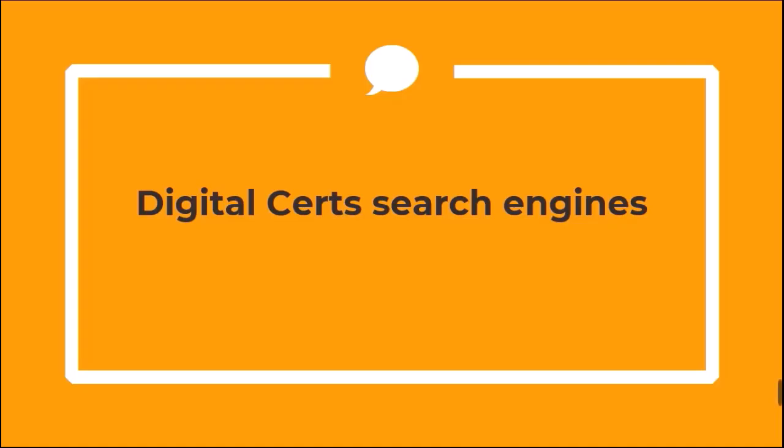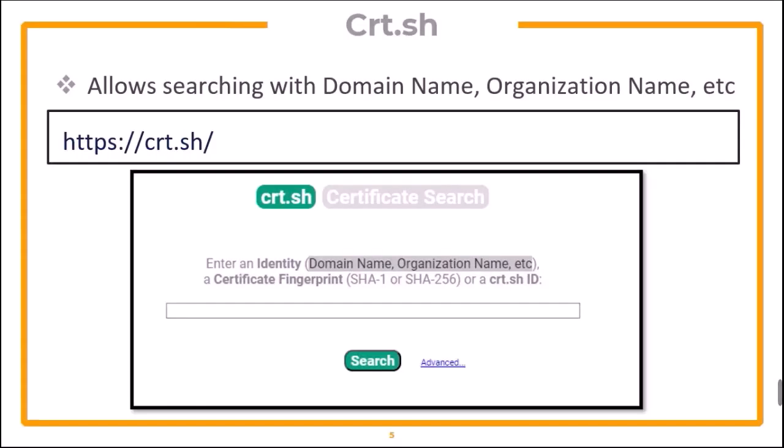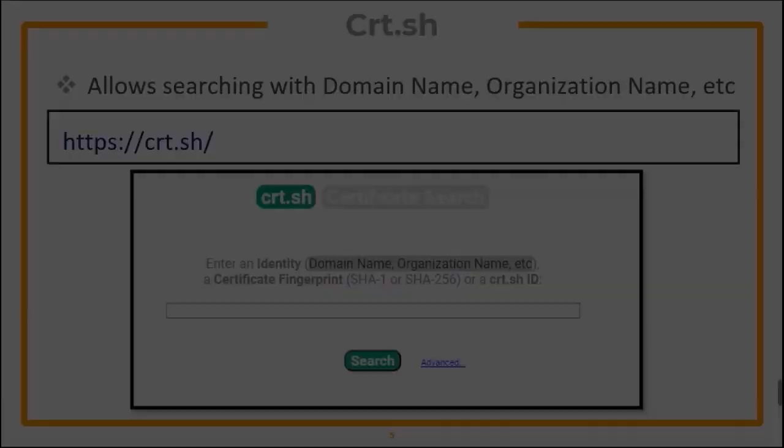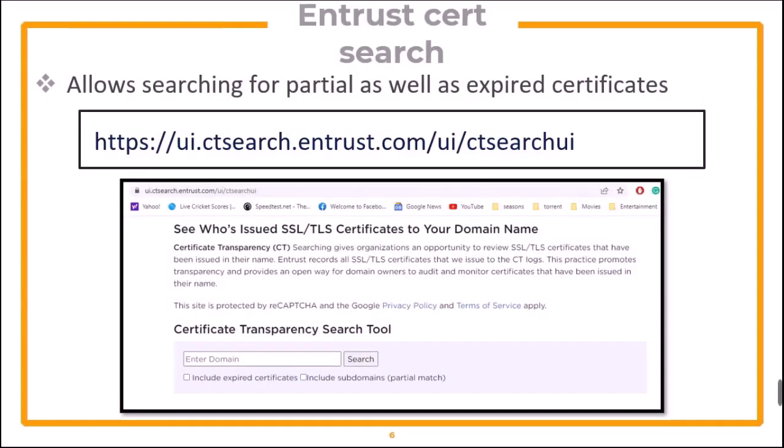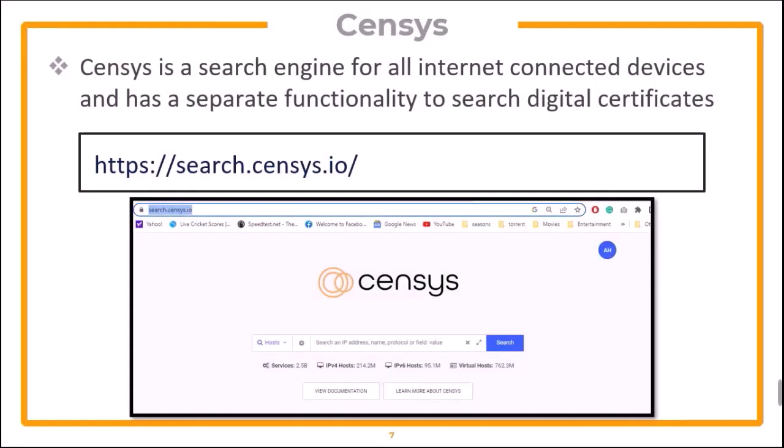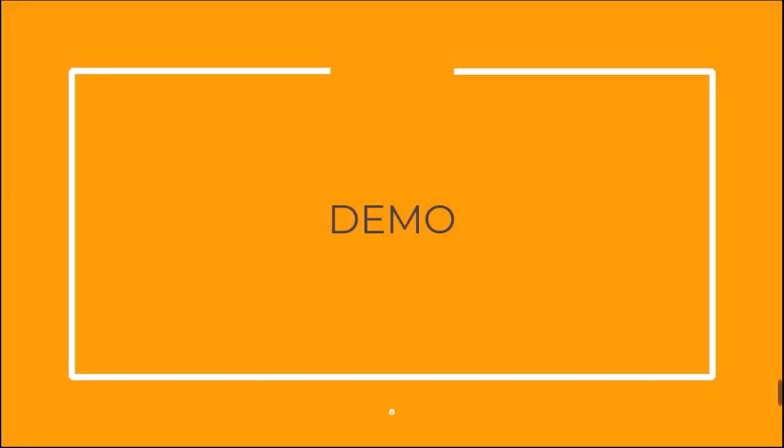Now let's see some digital certificate search engines. The first website is crt.sh, which allows searching with domain name and organization name, etc. The second is Entrust Search, which allows searching for partial as well as expired certificates. The third, but not the least, is Censys. Censys is a search engine for all internet-connected devices and has a separate functionality to search for digital certificates. Let's just see them one by one.